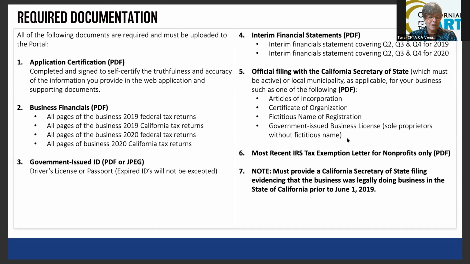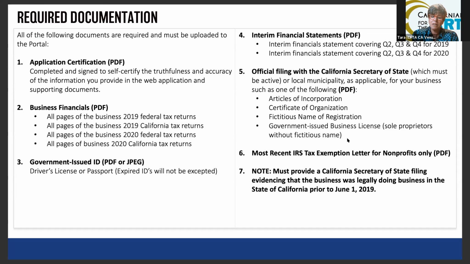Under your business documents for your tax returns, you can use a 1120, a 1040, a 1065. For California, you can use the 100, the 565, the 540. And for nonprofits, of course, you have your 990 for your federal and your 199 for your California. Everything else is pretty straightforward and normal.